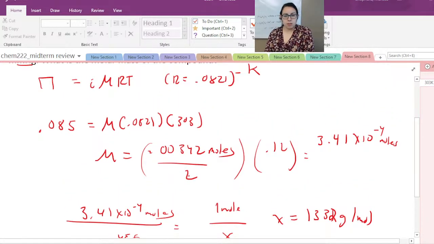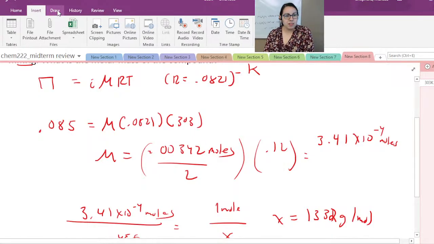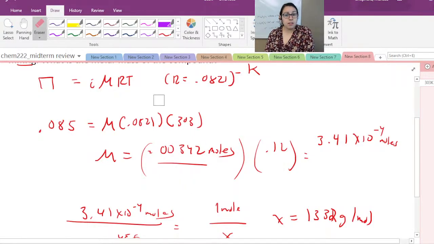Is this liters? I put it over liters, yeah, sorry. Bad handwriting. So liters. That's just our liters canceling out to give us moles in the solution.